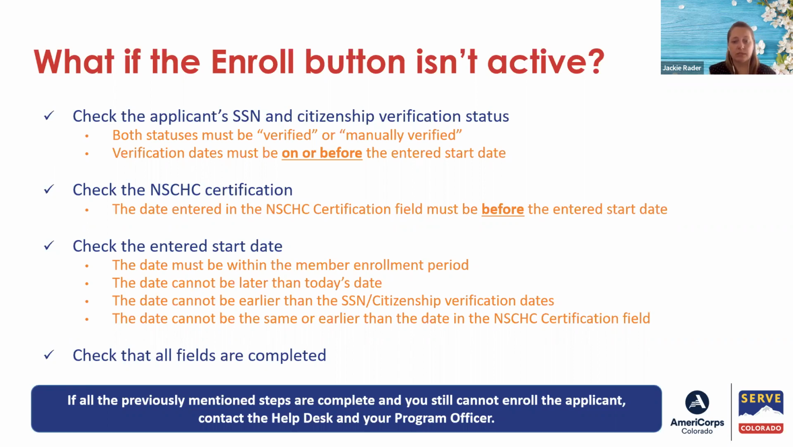So sometimes when you save the form and you go back in and you're like, oh, I can go and enroll now. So you go and click the enrolled member button and it won't activate. And you're like, why is that? Double check that you put in their start date and their slot type again, because if you save the form, it's not going to save that information for you. So make sure all the fields are completed. If all the previously mentioned steps are complete and you still cannot enroll the applicant, contact the help desk and your program officer. Please let us know that that is an issue for you so that we can walk you through any alternative steps and or keep a close eye on what the help desk can do to help you out.